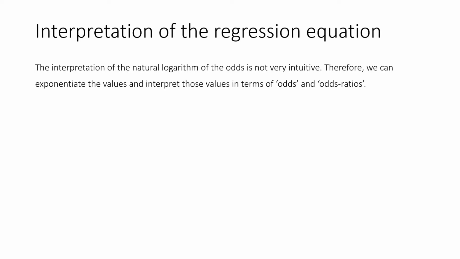So what we usually do is when we calculate some outcome with a logistic regression, we then exponentiate those values to get back to the original scale, which was the odds scale. And we can interpret those values in terms of odds or odds ratios, and I'll get to that in a minute. So let's do that for the predicted value of 0.884. So when we take e to the power of 0.884, that equals 2.42.